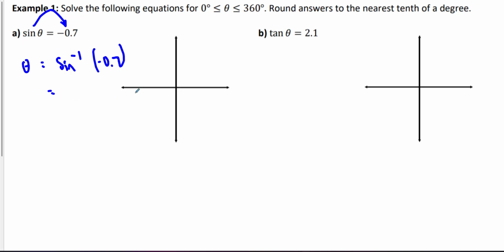Everyone do this in your calculator. Take out your calculators and do this right now. It's 0.7 negative, and then shift sine. And I get negative 44.4 degrees.